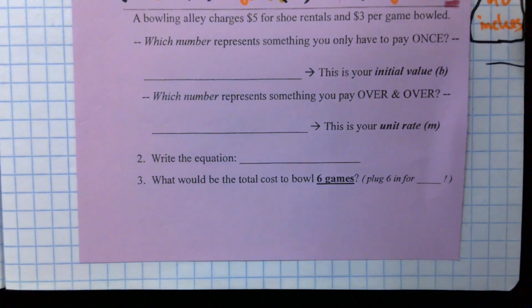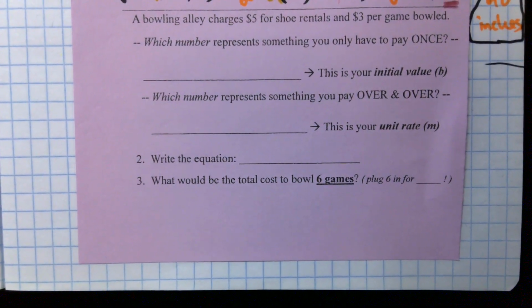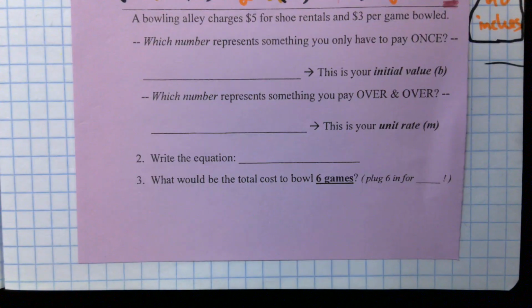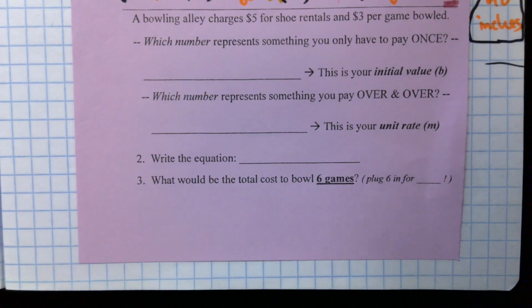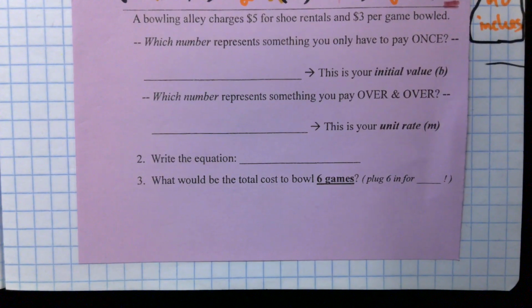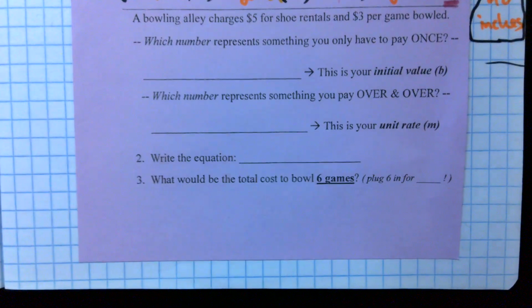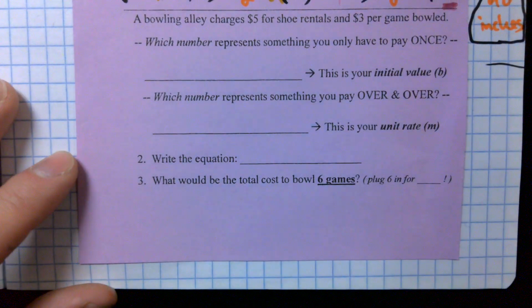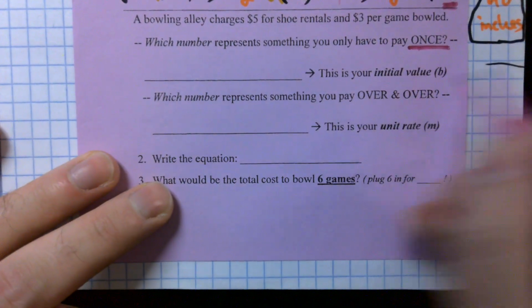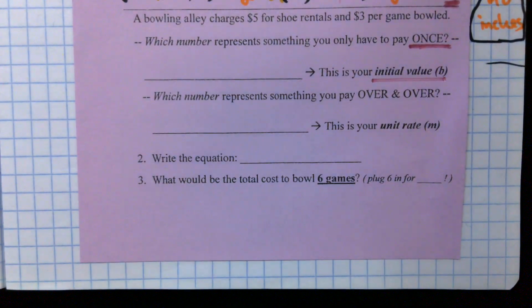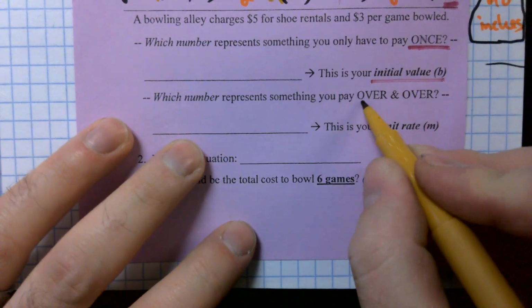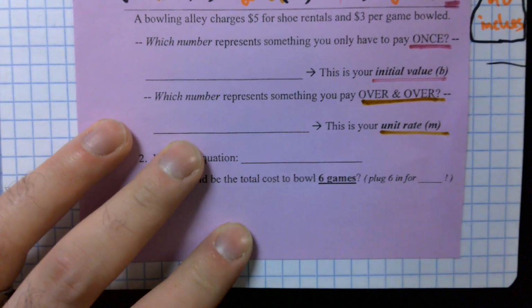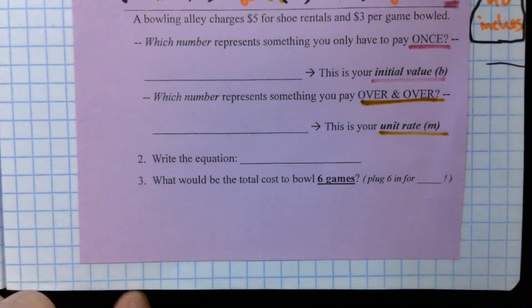A bowling alley charges $5 for shoe rentals and $3 per game bowled. Again, my question has 2 numbers. 99% of the time, one's going to be my M, one's going to be my B. Okay? Here's how easy it is to tell which one is which. One of these numbers is something you only have to pay once. Okay? The other number is something you have to pay over and over and over again.